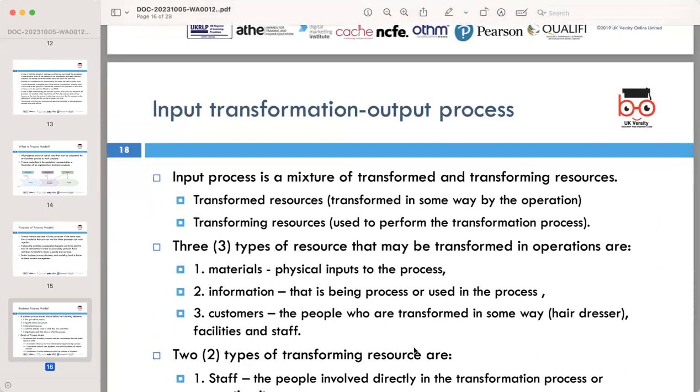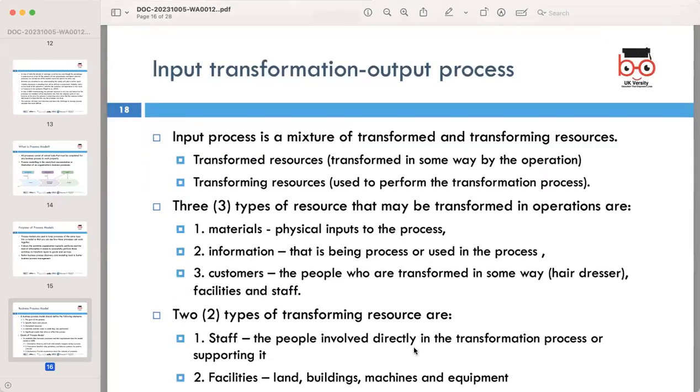Input transformation or output transformations. So the input process is a mixture of transformed and transforming resources. Transformed resources are transformed in some way by the operations; transforming resources are used to perform the transformation process. So basically, transformed resources are resources that undergo a change or transformation during the operations. They include materials, physical input to the process, information processed or used in the process, and customers, people who are transformed in some way.